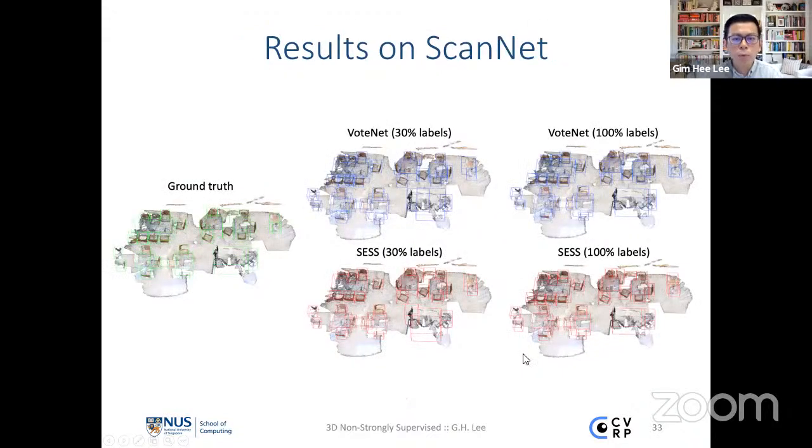And here are some qualitative results on ScanNet. We can again see that even with 30% labels on our dataset, we can achieve comparable results with the 100% trained, or strongly supervised trained, VoteNet as our comparison.